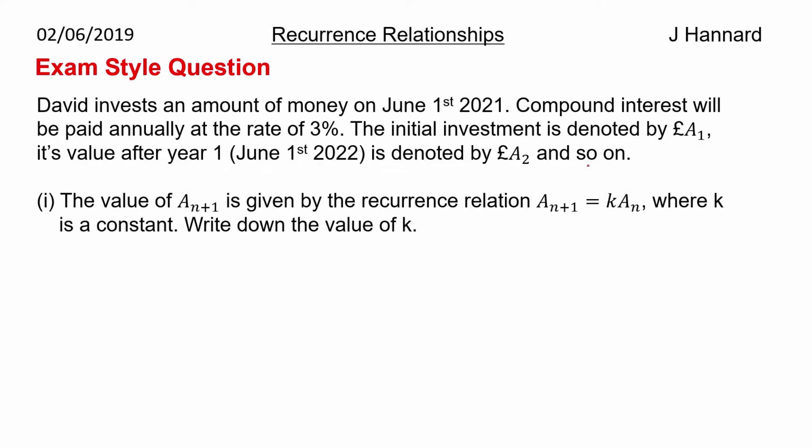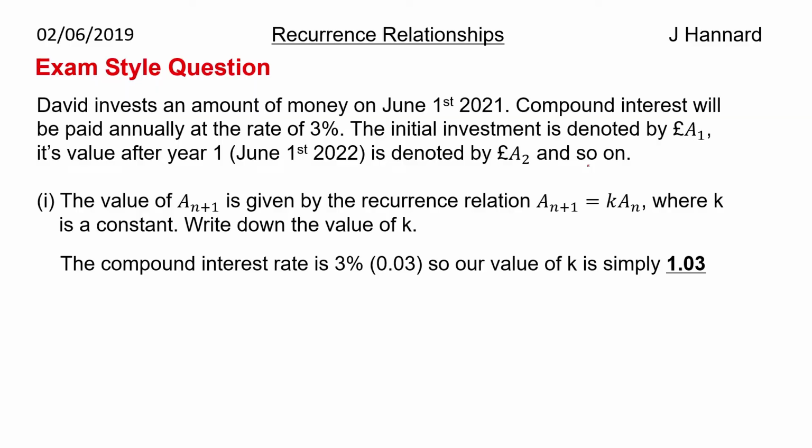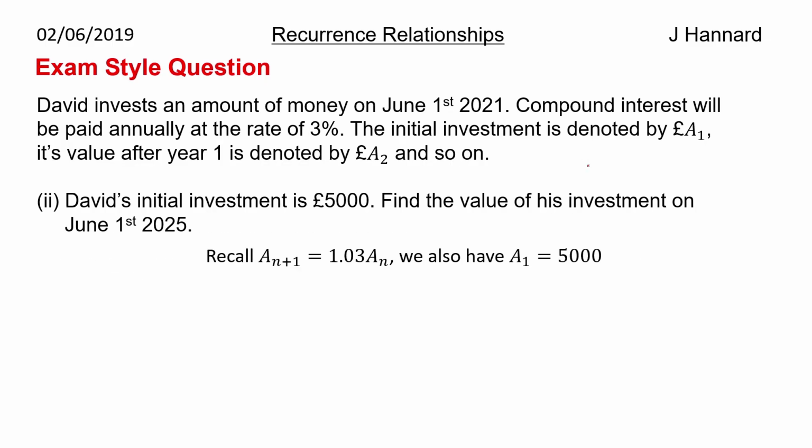So, part 1. The value of A(n+1) is given by the recurrence relation A(n+1) = k An, where k is a constant. Write down the value of k. So, the compound interest is 3%, which is 0.03, so our value of k is simply 1.03. That is something that should just drop onto the page. Remembering compound interest from GCSE, 3% interest means that you get 1.03 times your money every year. So the value of k is 1.03.